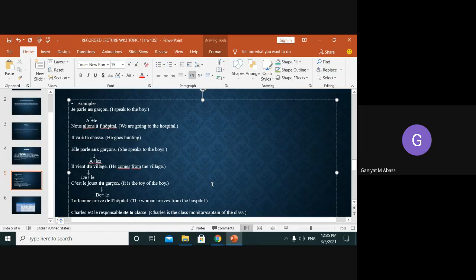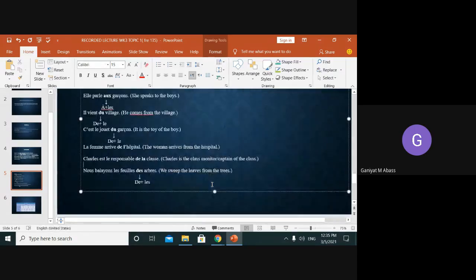The same thing goes for the next sentence. You are seeing here, Charles est le responsable de la classe. You can see de la. Okay? And then the last sentence we have here is what? Nous balayons les feuilles des arbres. Can you see? Des was gotten from de and les. Okay, the contraction of de and les gave us des arbres.